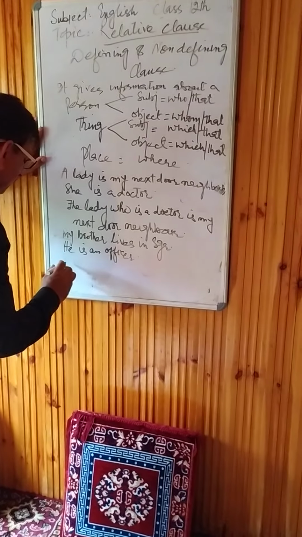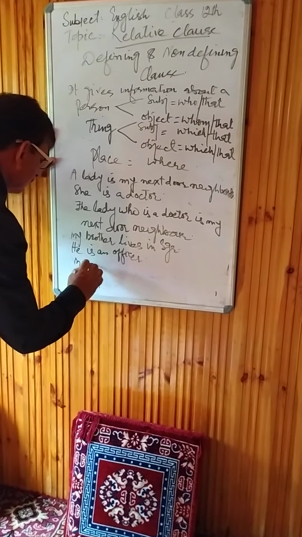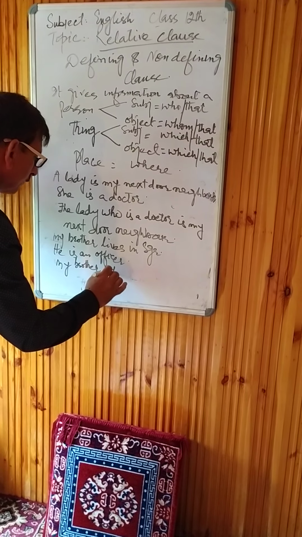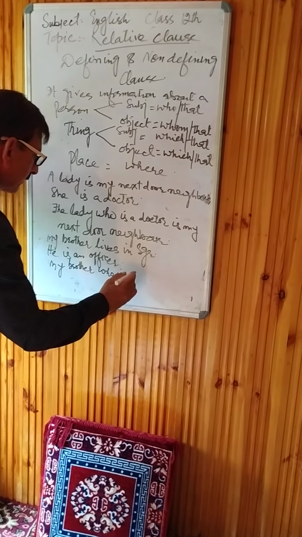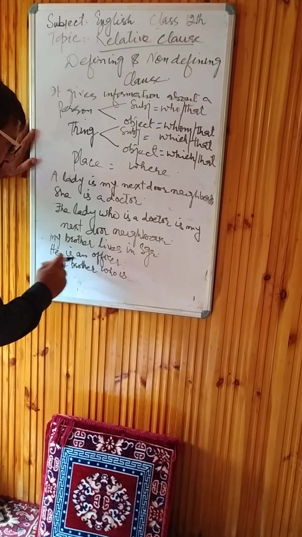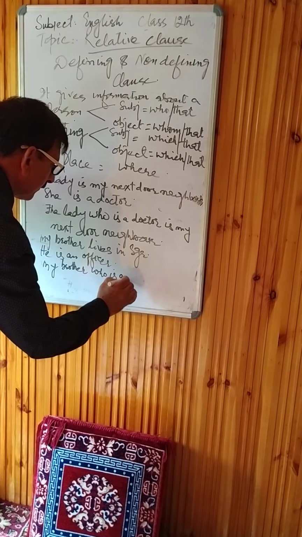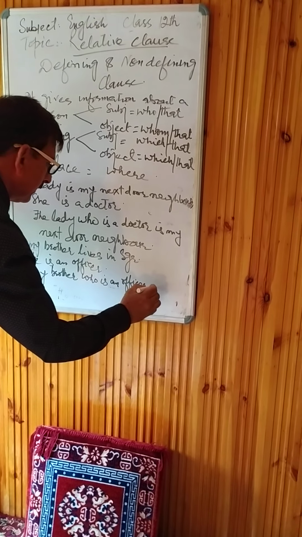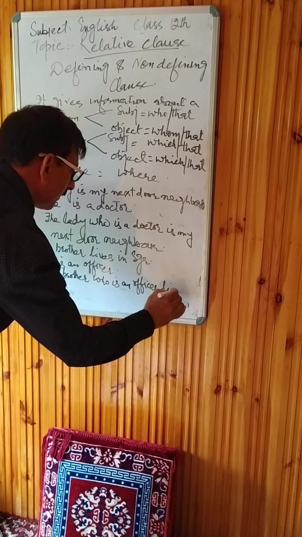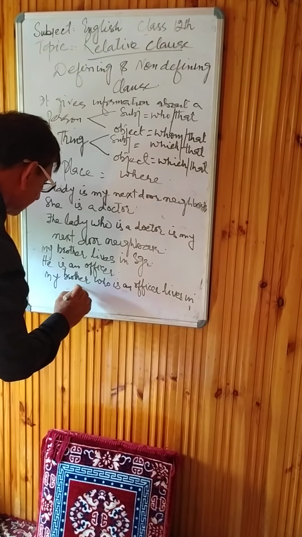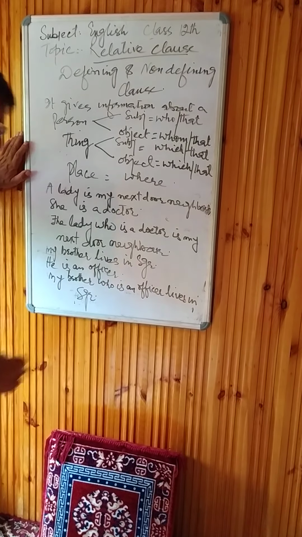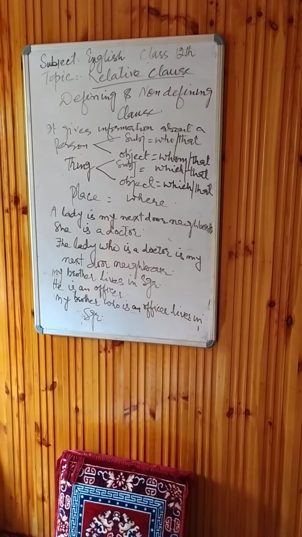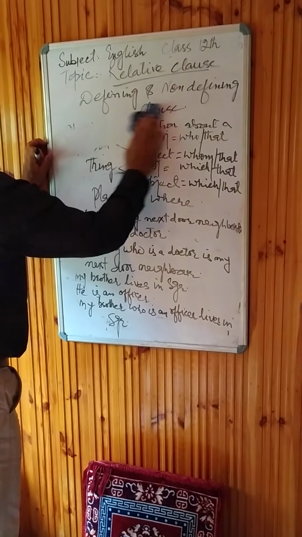We use it like this: my brother, who is an officer, lives in Srinagar. These are some examples. We can write many more examples here like this.